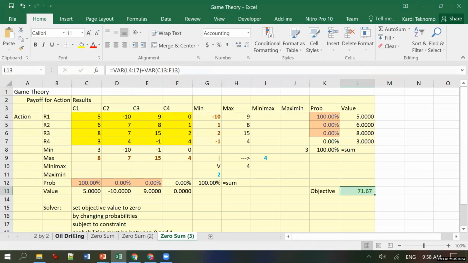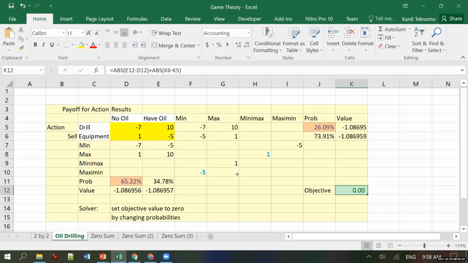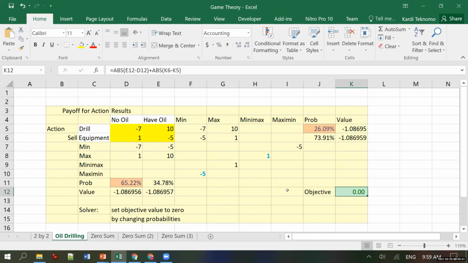So where is this? Okay, here it is. Can you see my screen in Excel? Yes. So I type here: drill, sell equipment, no oil, have oil, and then this is the minimum and the maximum, right?